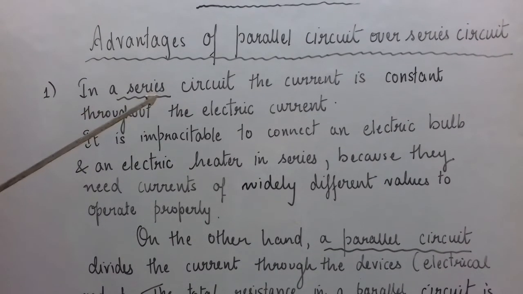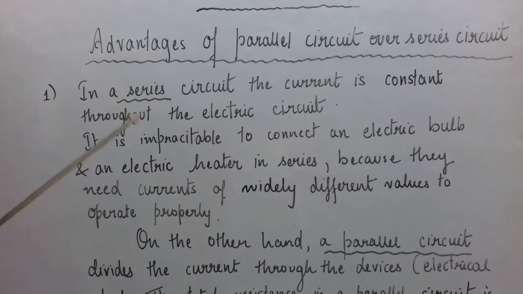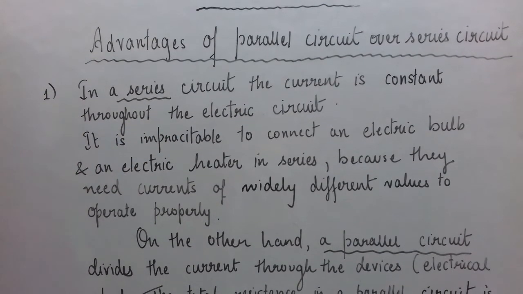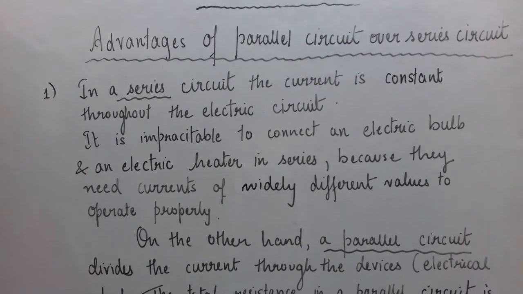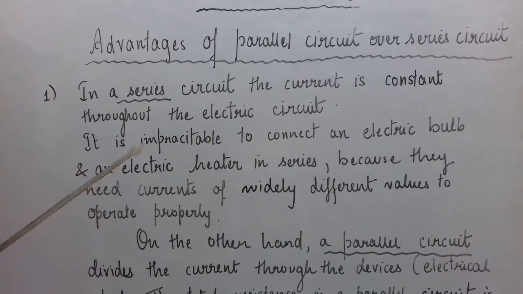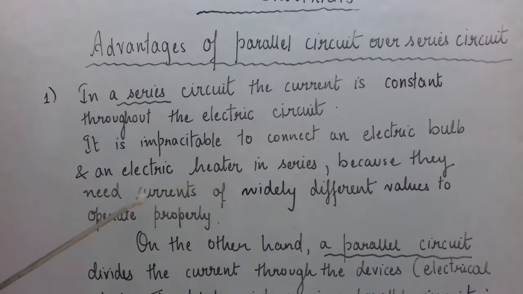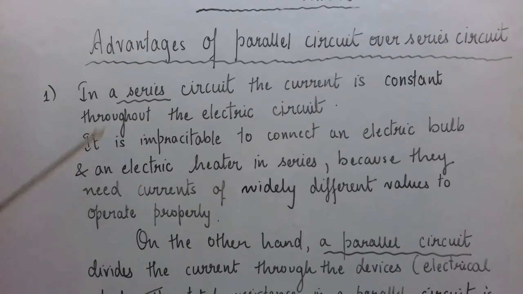In a series circuit, the current is constant throughout the electric circuit. So if we talk about electric bulb, electric geyser or electric fan, electric tube light or television, they cannot be connected in series because each of these devices requires a different amount of current to operate properly. So we cannot connect them in series because in series current through each of the devices remains same. So we can write here, it is impracticable to connect an electric bulb and an electric heater in series because they need currents of widely different values to operate properly. So we have mentioned the disadvantage of series circuit.